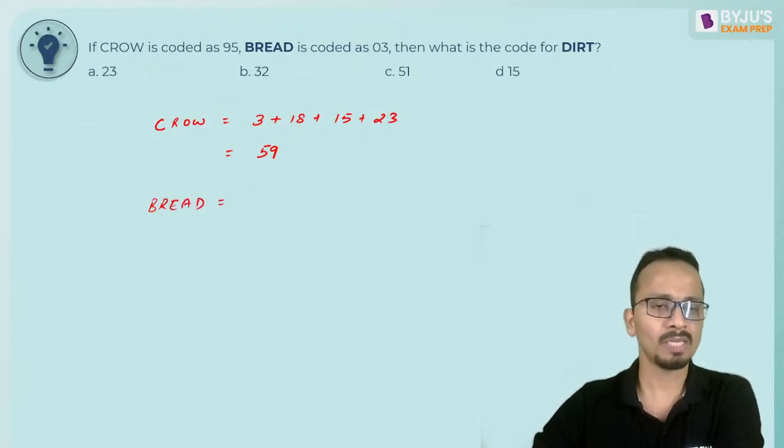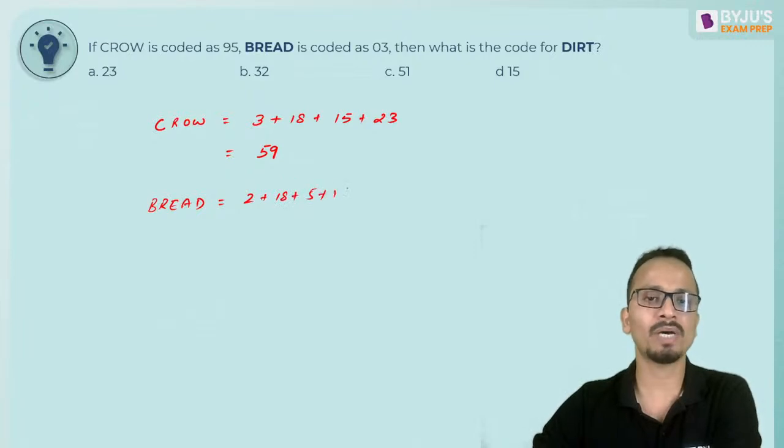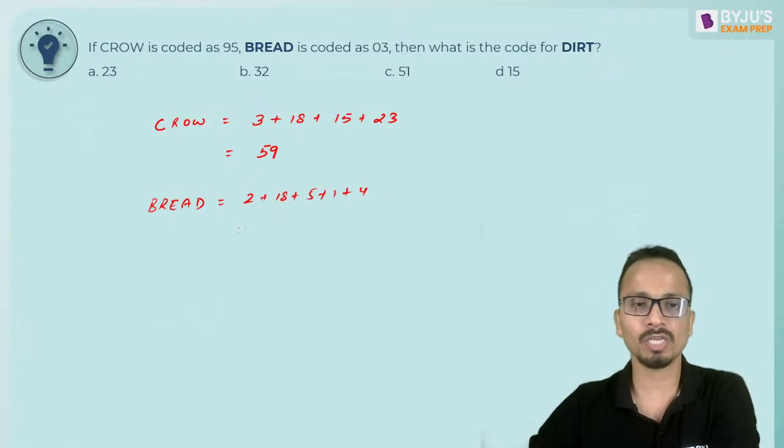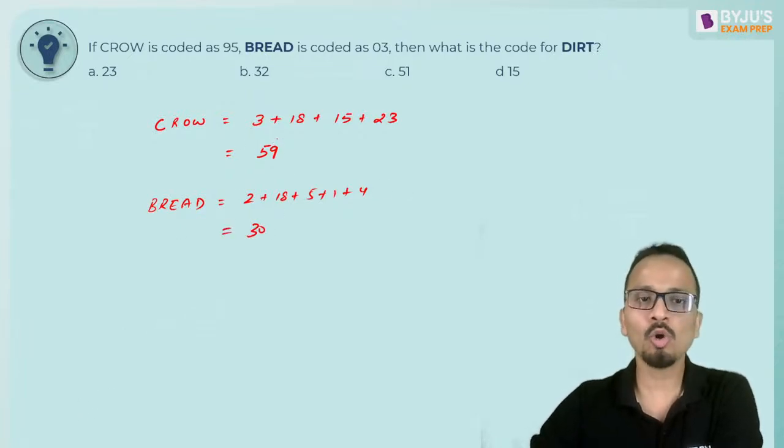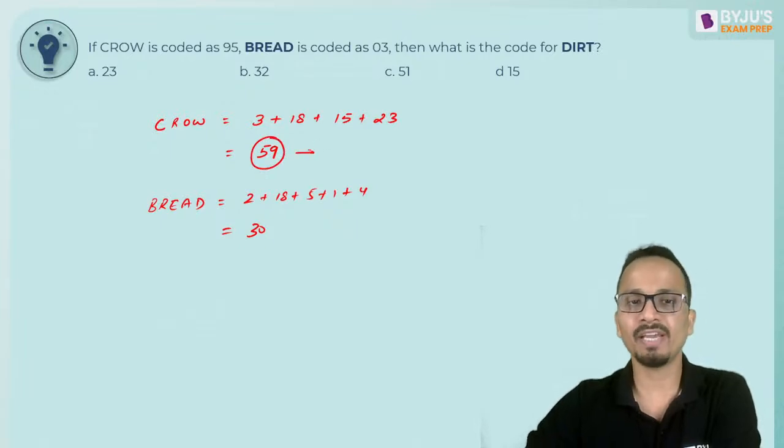BREAD, bread. Let's add all of them. So 2 plus 18 plus 5 plus 1 plus 4, not a difficult one. So 20 and 30. So 30 is the sum here. Now what is the code for crow? Now crow is coded as 95.